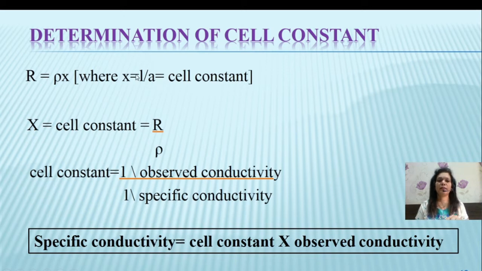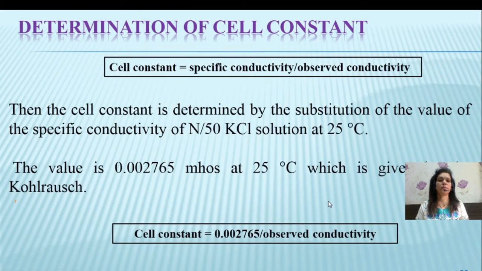Another way to find out this value is by utilizing this equation with R and rho, or cell constant. If you rearrange the equation, we get R upon rho, or cell constant, equal to 1 upon observed conductivity divided by 1 upon specific conductivity, or specific conductivity equals cell constant into observed conductivity.